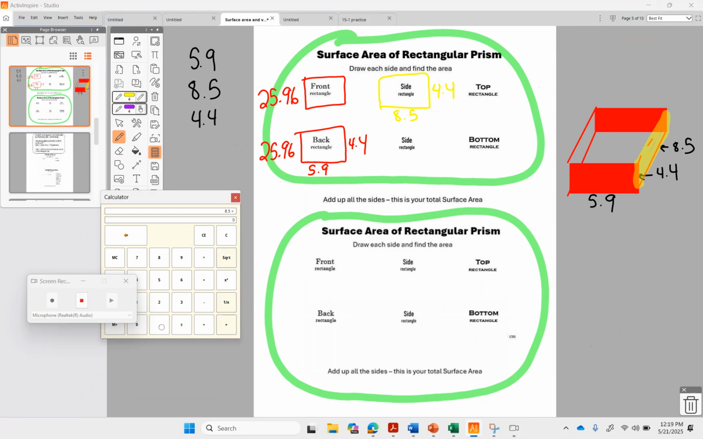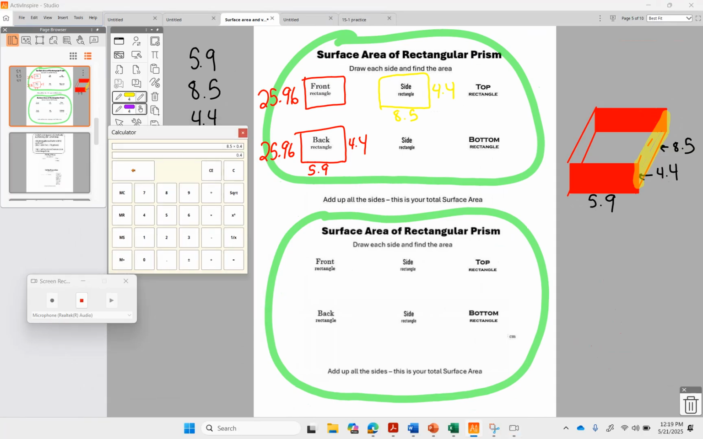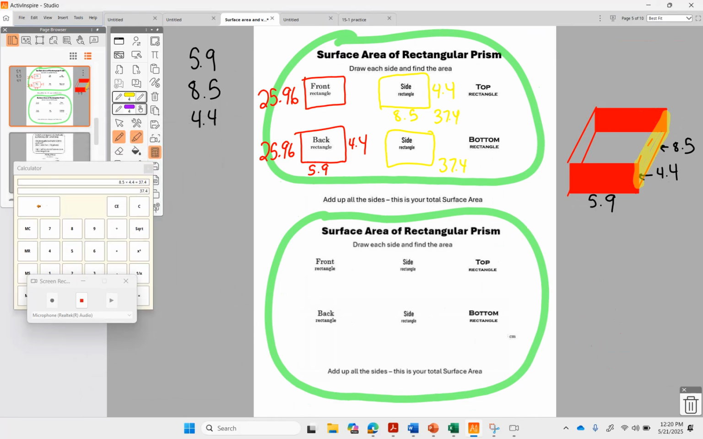Oh, whoops, let's move that out of the way. 8.5 times 4.4 is 37.4. And there's 2 of those. And now my bottom and my top. So I'm going to say this is the bottom or the top of my box. Okay?